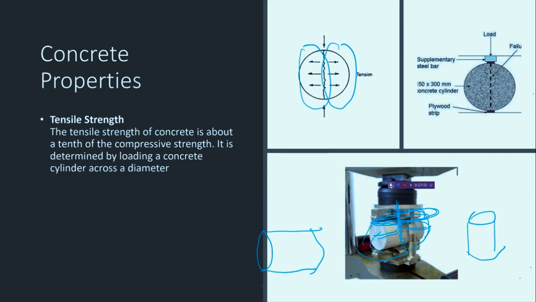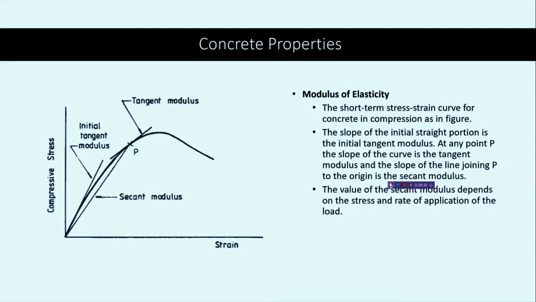This is on the tensile strength. Dia 1/10 daripada compressive strength. So we have the next property, which is the modulus of elasticity. The short-term stress strain curve for concrete in compression is as in the figure.